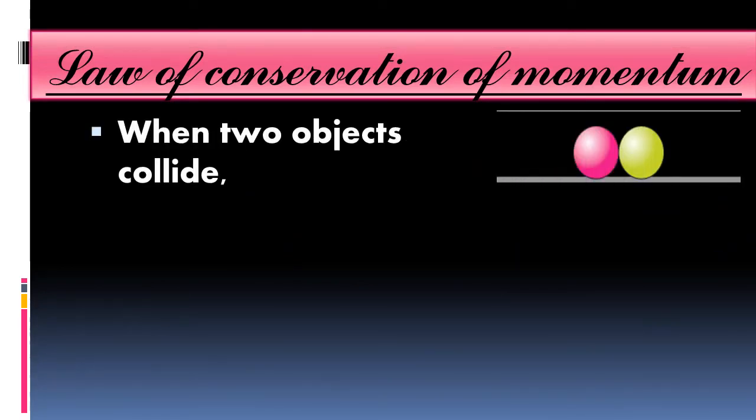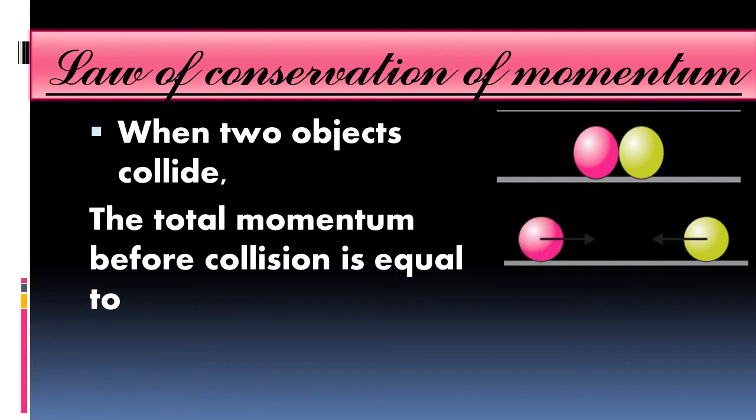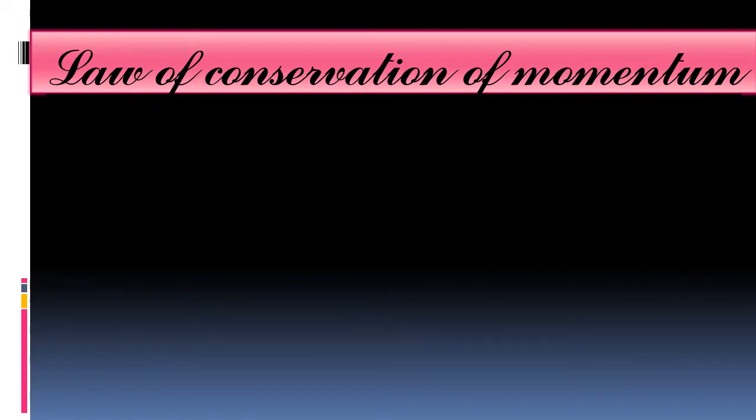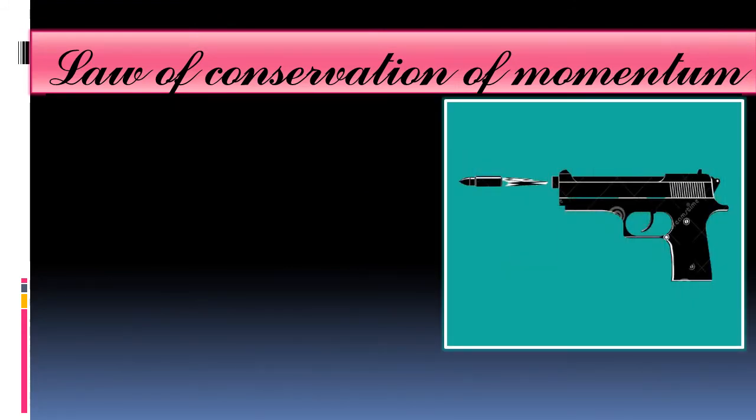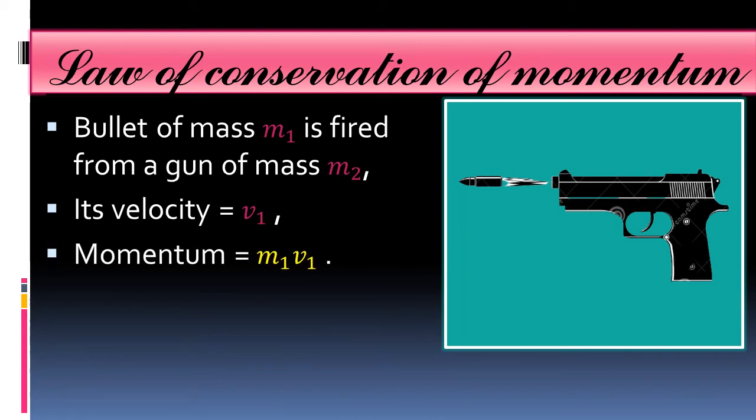When two objects collide, it means they will come in contact with each other. What happens is the total momentum before collision is equal to the total momentum after collision. And students, in order to understand this principle, let us consider the example of a bullet fired from a gun. Now when a bullet of mass m1 is fired from a gun of mass m2, its velocity will be v1. That means it is the final velocity of the bullet, and its momentum becomes m1 v1.